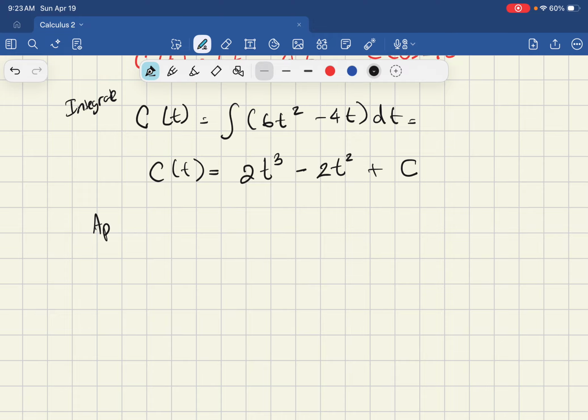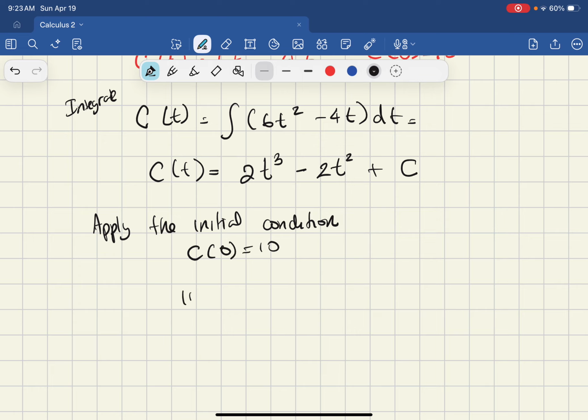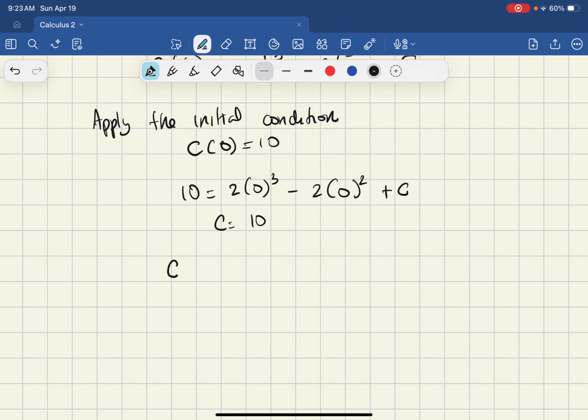Now if we apply the initial condition, we have that c of 0 is equal to 10. So we have 10 is equal to 2 times 0 to the third power minus 2 times 0 to the second power plus c. So this gives us that c is equal to 10. So our concentration is given by C of t is equal to 2t cubed minus 2t squared plus 10.